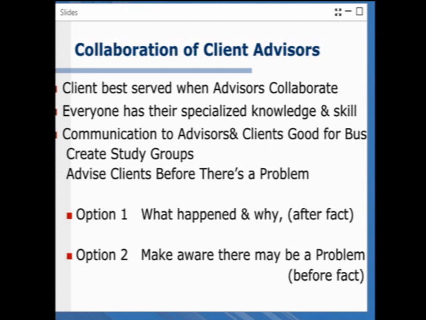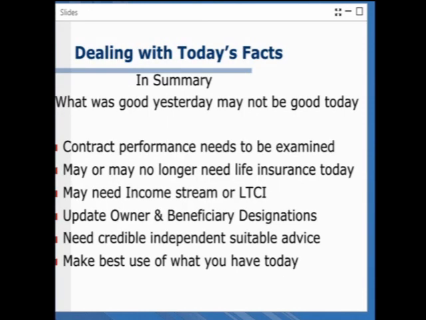Whether it's creating individual study groups, whether it's advising clients before there's a problem, we have two choices. We can talk about what happened and why after the fact, or we can make people aware that there may be a problem and avoid a problem before it becomes a problem. In dealing with today's facts, what was good yesterday may not be good today. Contract performances need to be examined. People may no longer need life insurance.